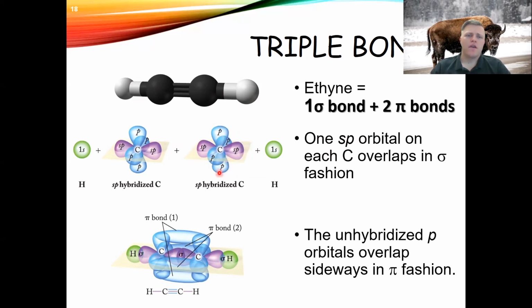But then you have these unhybridized p orbitals, either sticking above or below the carbons or sticking out to the left or right of the carbons. The ones sticking up and down will overlap with the up and down p orbitals from the other carbon to form a pi bond above and below this molecule. And then the p orbitals that are sticking out left and right will also overlap, and we'll get a pi bond on the left and right of this molecule. So in that case, you're getting two pi bonds.